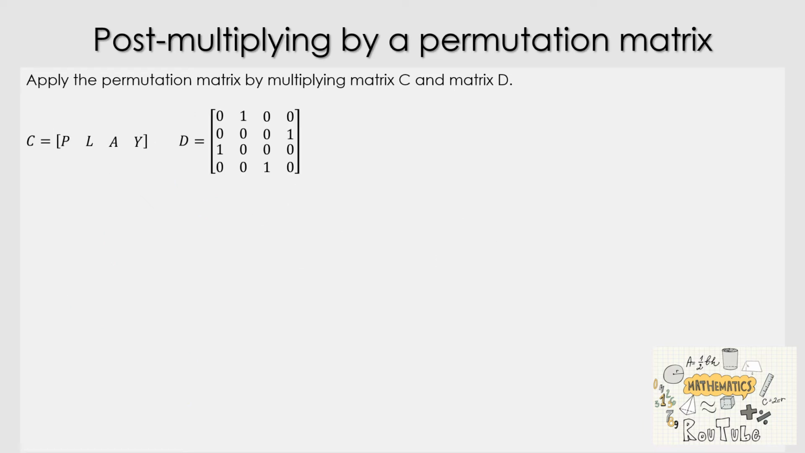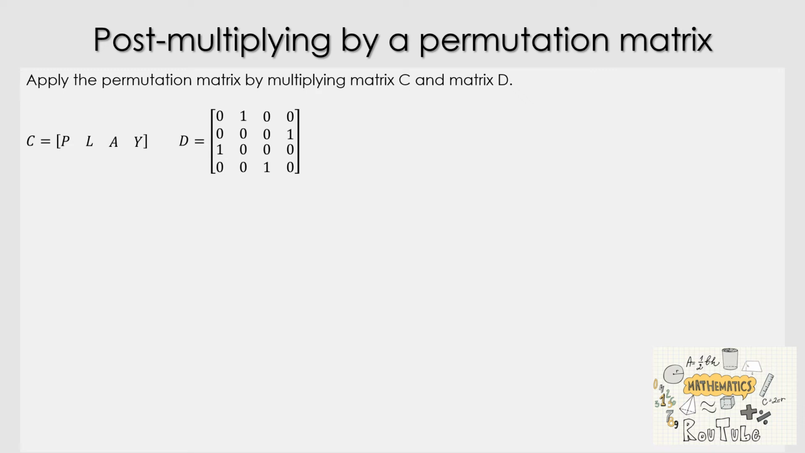All right, now just like we did for the pre-multiplying example, let's have a look at this one here. So we've got: apply the permutation matrix by multiplying matrix C and matrix D. Once again, it's got post multiplying, so we know we're going to post multiply, but let's work out why. So we've got matrix C, which is a row matrix consisting of 4 columns, and then we've got matrix D, which is a square binary matrix, which is your permutation matrix, a 4 by 4.